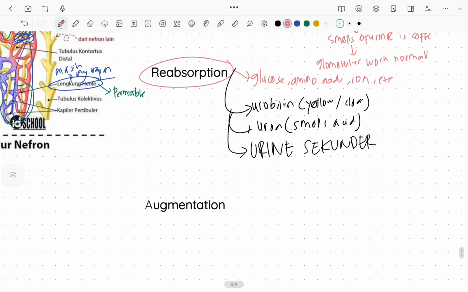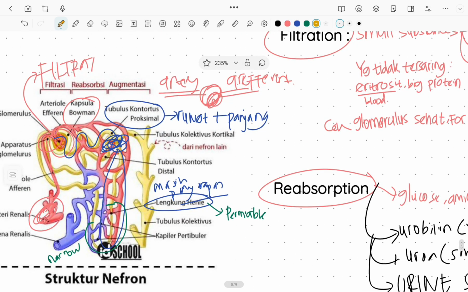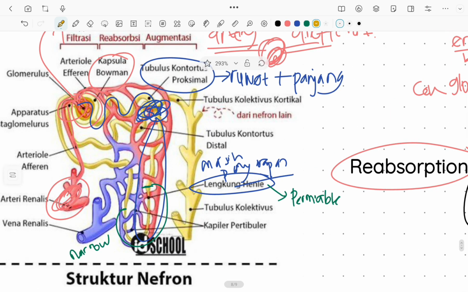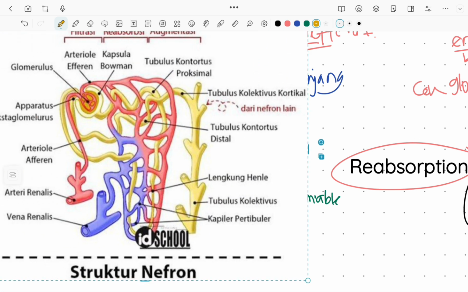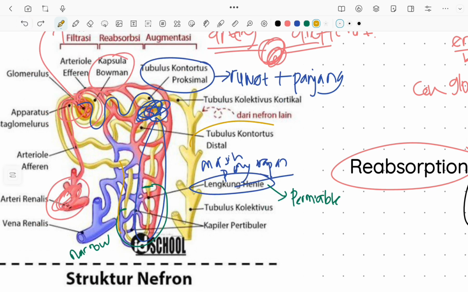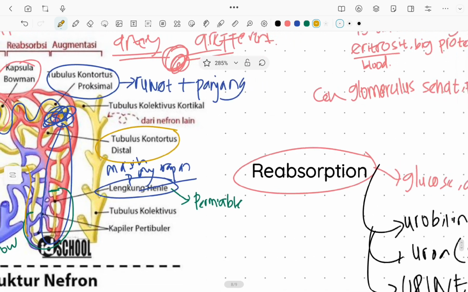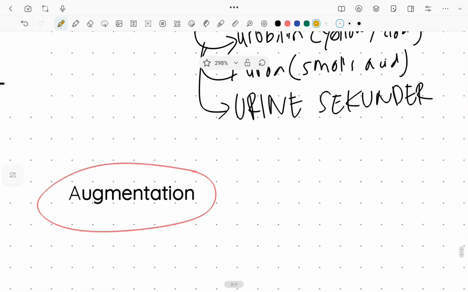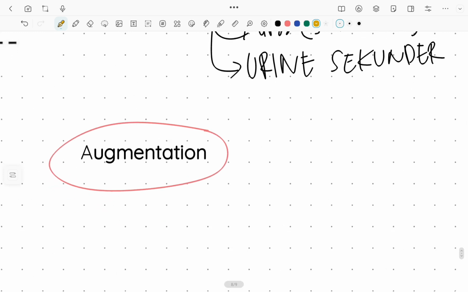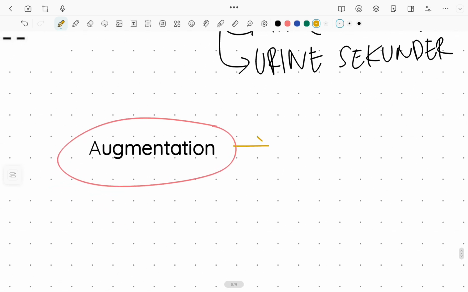The final process is augmentation. This occurs in the distal tubule. As you can see in the picture, the distal tubule looks like the proximal convoluted tubule, but is not longer than the proximal. And this process involves the excretion of substances that are not needed by the body.